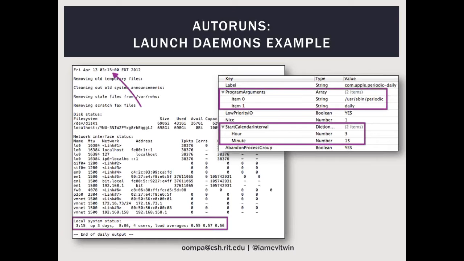The key StartCalendarInterval basically tells the launch daemon when to run. We have an hour and a minute here, 3:15. This means if the computer is up and running, I want you to run at 3:15 every morning, and this is going to be local system time. In the screenshot over here, I have one of the daily.out logs, and we can see it actually running at 3:15 in the timestamp shown here.